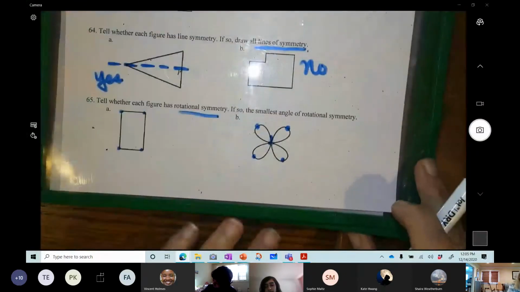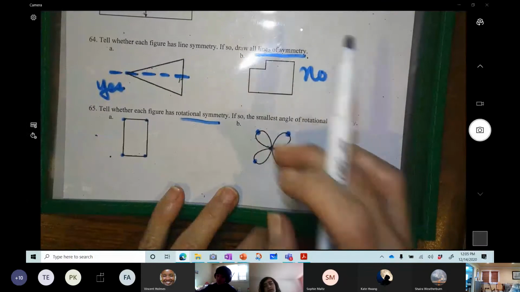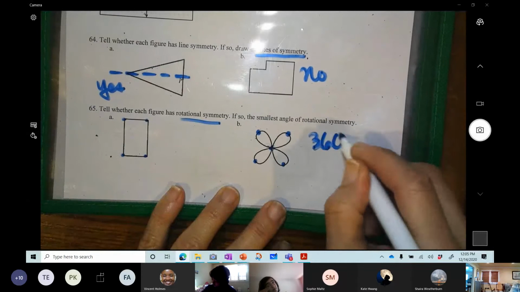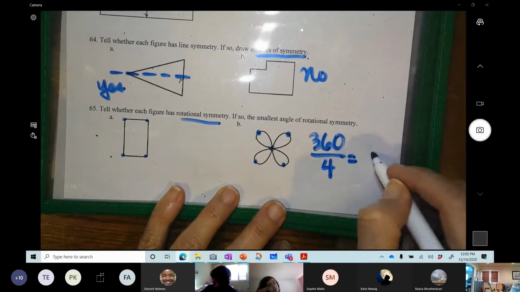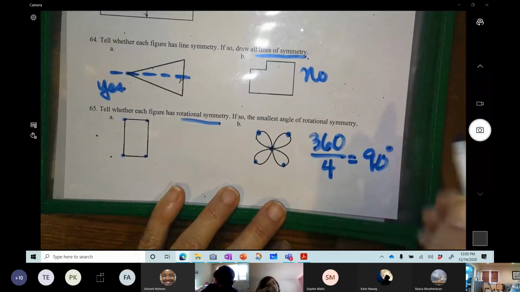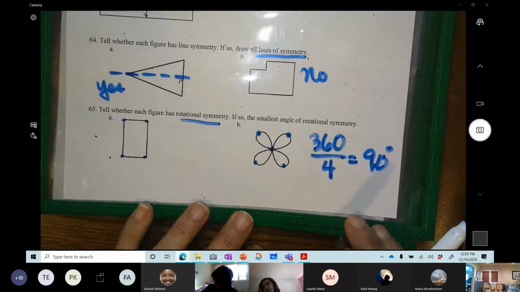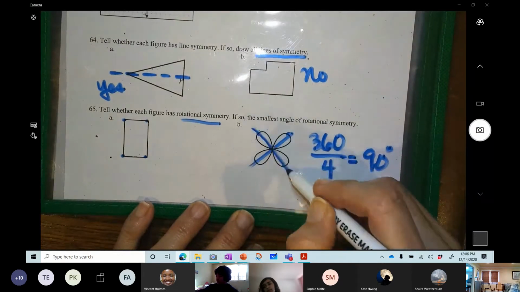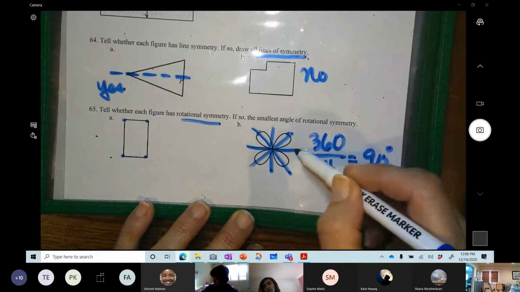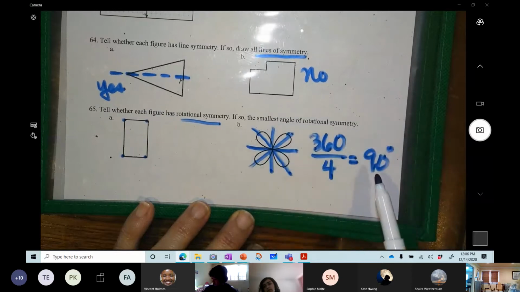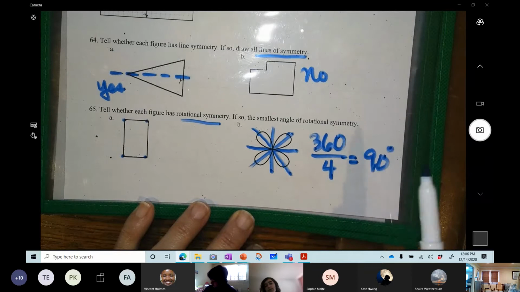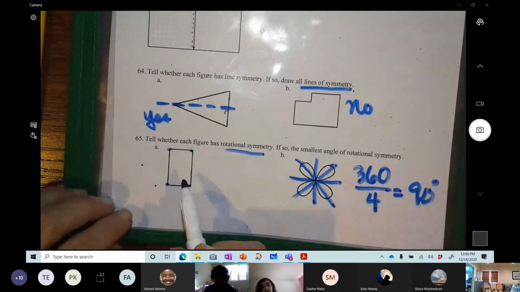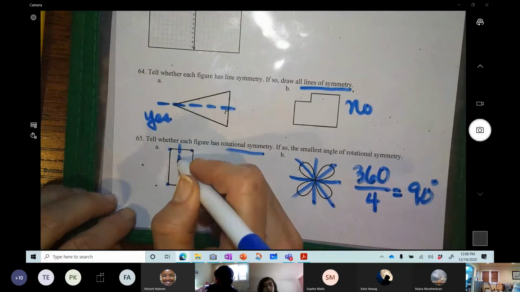Now, the reason I knew it was 90 degrees is because I took that 4 and divided it into 360. So the number of vertices, or the number of lines of symmetry. So there's 1, 2, 3, 4 lines of symmetry here. That means that every 90 degrees, you'll have rotational symmetry. This one, though, does not have 4 lines of symmetry. It only has 2.